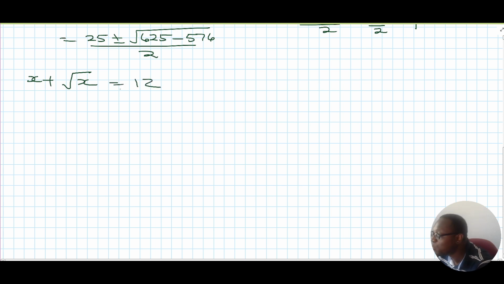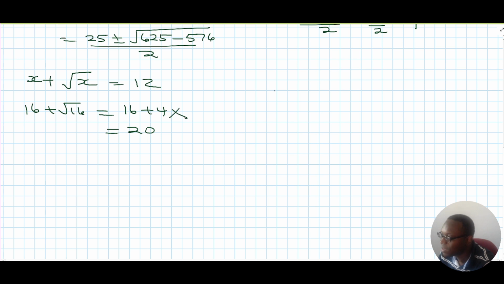So now we're going to try both of them and see which one actually satisfies our answer. Let's start with 16. 16 plus the square root of 16 is 16 plus 4, which is equal to 20. So 16 is not a good answer. Now we're going to try 9. 9 plus the square root of 9 is equal to 9 plus 3, which is equal to 12. So therefore, your valid answer for x is 9.